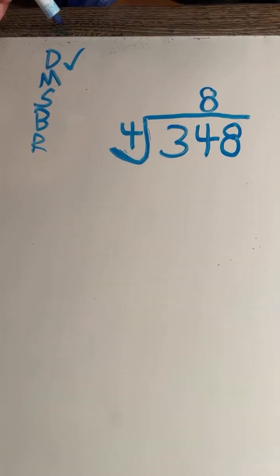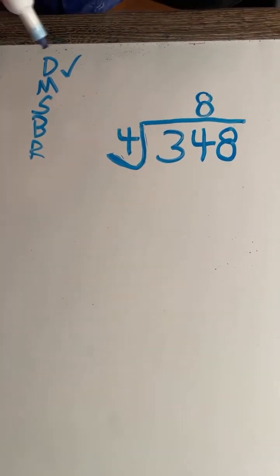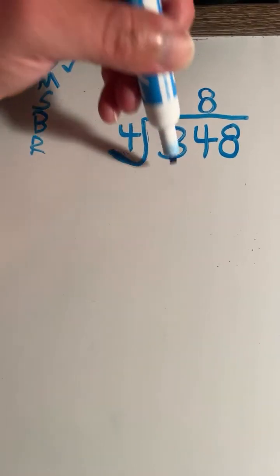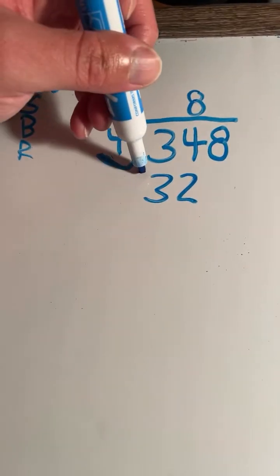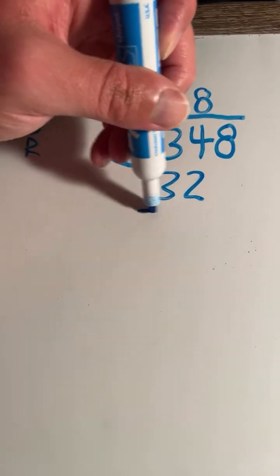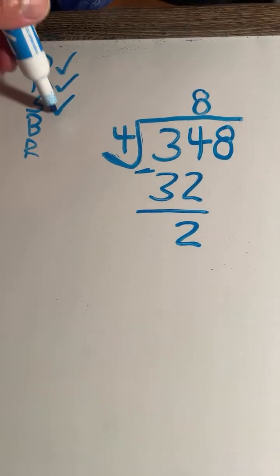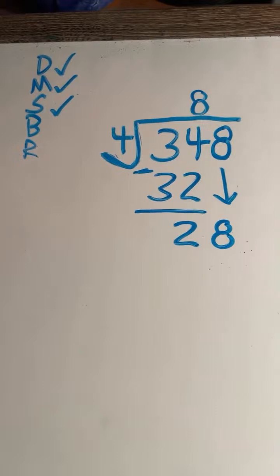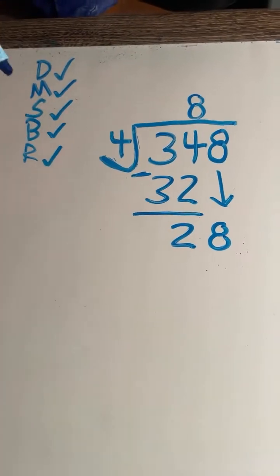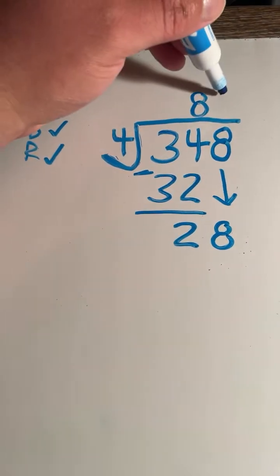Next, we multiply. We're going to multiply 8 times 4. 8 times 4 equals 32. Next, we subtract. 34 minus 32 equals 2. Next, we bring down. And now we repeat. So 28 divided by 4 equals 7.